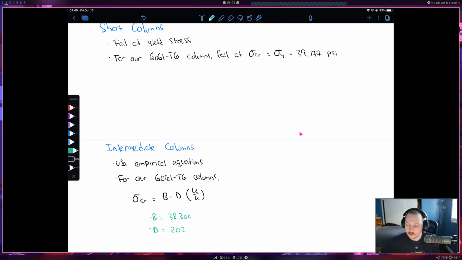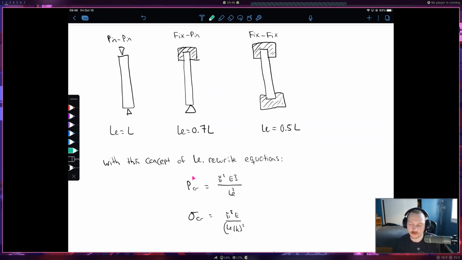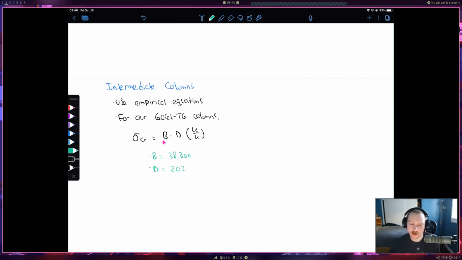So here is our equation for intermediate columns, and this takes into account whether it's short, intermediate, or long. That's in contrast to short columns, where that was just for every kind, short, intermediate, or long. We were saying that they fail at this value of the yield stress. But for intermediate columns, just like our equation for long columns, we have different slenderness ratio values baked into it, because we have L sub E divided by K. So for the intermediate columns, we have this equation from the manufacturer.